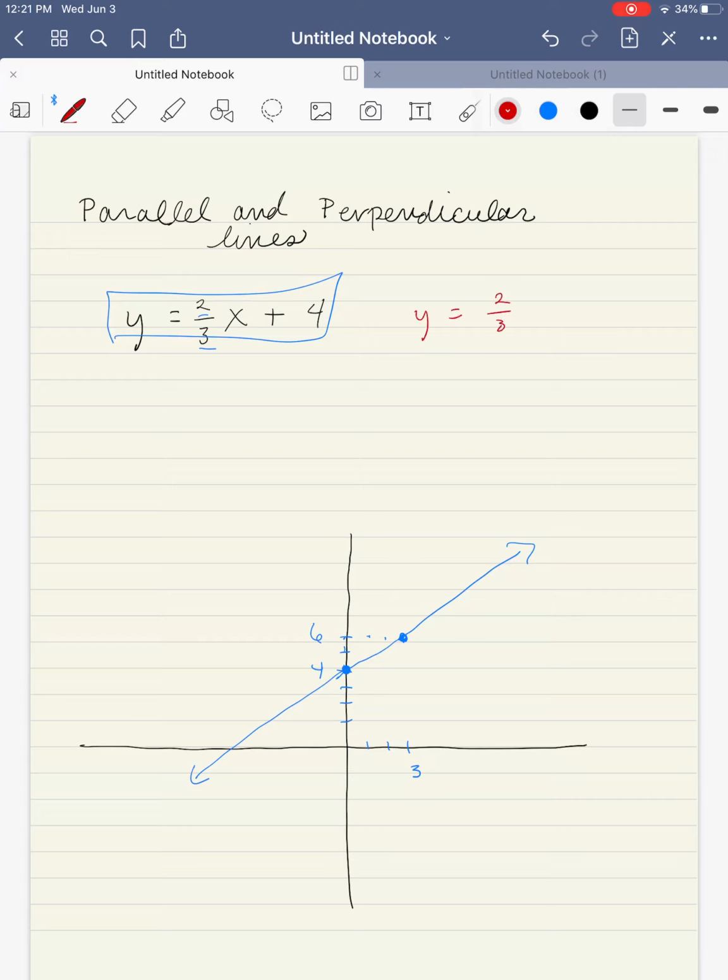And then let's say I have a different line. Let's say that I have y equals 2/3 x plus, actually let's do minus 2. So on this one, I would go down 2 units to my y-intercept, and then I would go up 2 units and over 3 units, and I would drop that point. And I can draw that line.